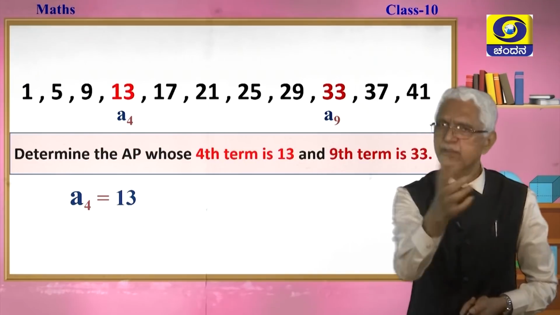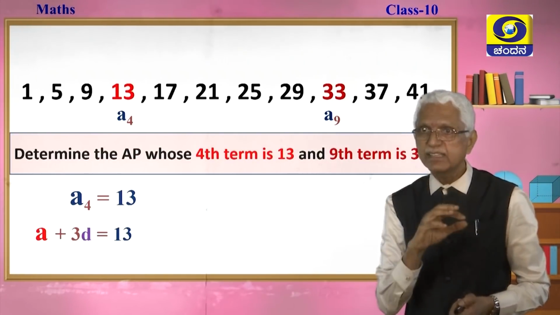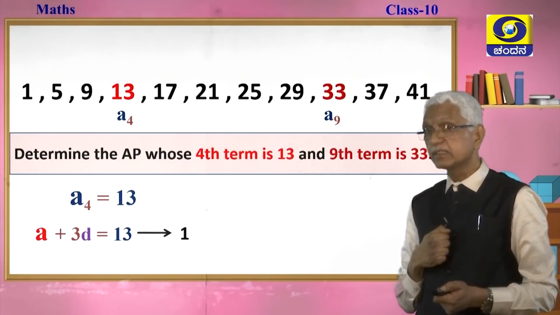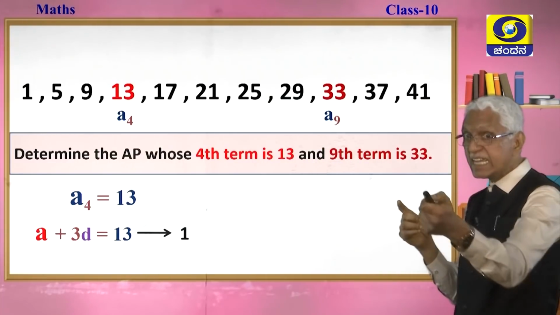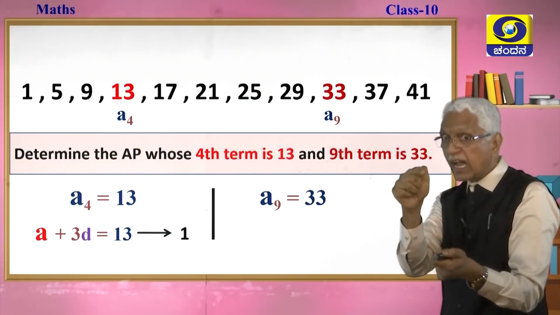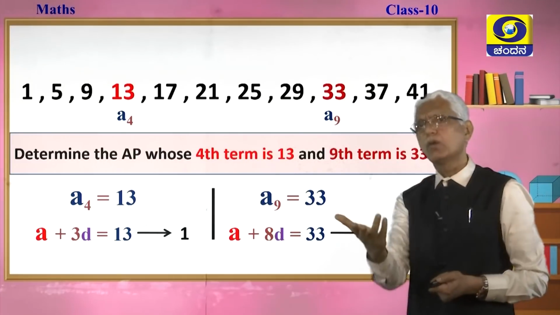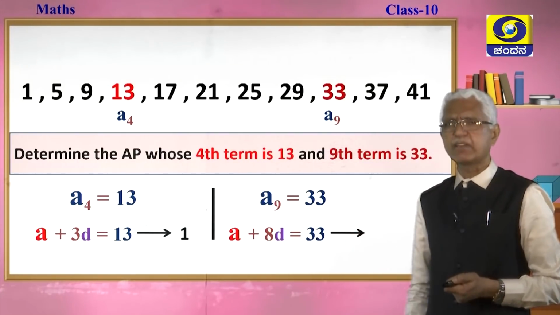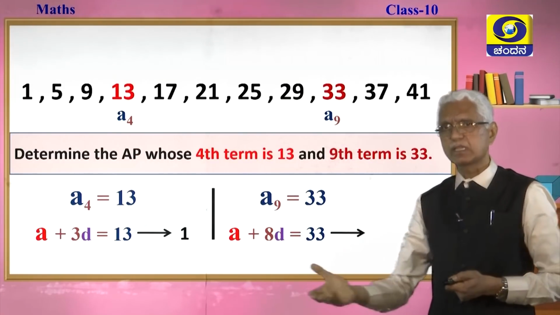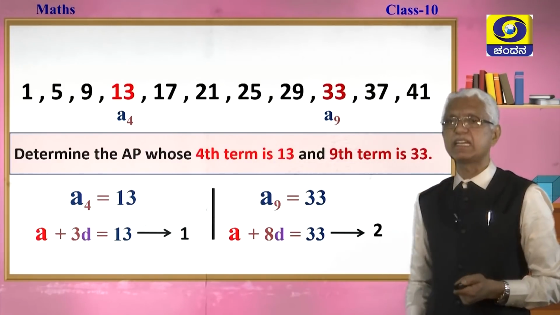4th term is 13, A4 is 13. What is A4? A plus 3D. A plus 3D is equal to 13. Call it equation number 1. What else is given? A9. The 9th term is 33. A9 is 33. Call this equation 2. What has happened? You have got a pair of linear equations now. A plus 3D is equal to 13 is one equation. A plus 8D is equal to 33 is another equation. You have got a pair of linear equations, correct?